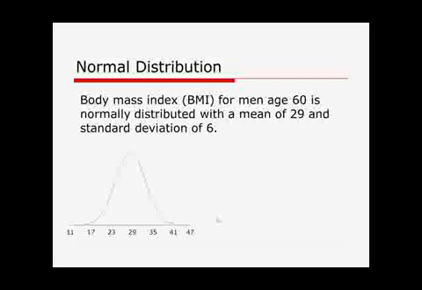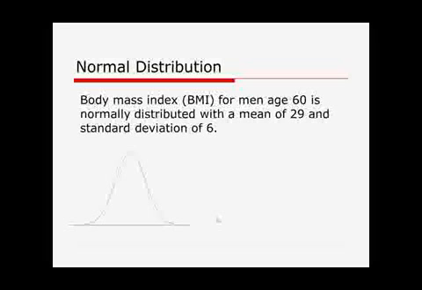If you count 3 standard deviations above the mean, that should put you pretty much at the end of the curve. If you count 3 standard deviations below the mean, that should put you pretty much at the end of the curve on the low end. Now, does it mean that there's nobody with a BMI above 47 or below 11? No, it just means that's very unlikely, okay?